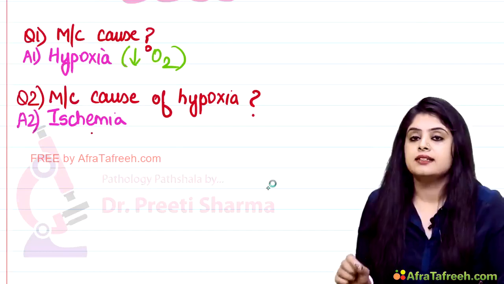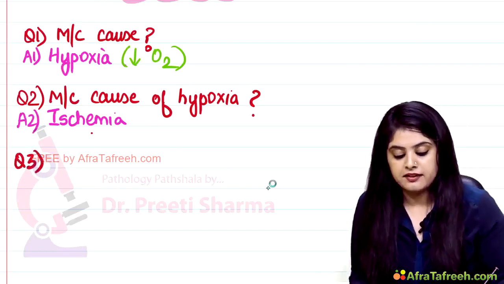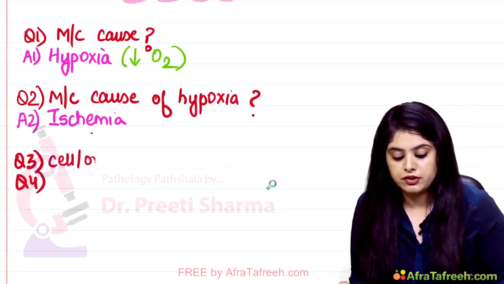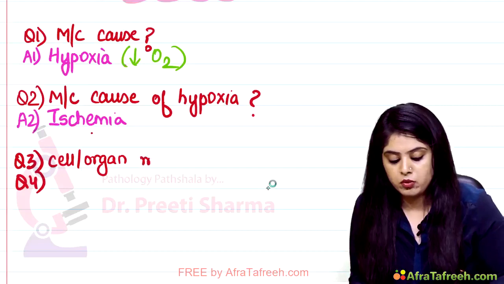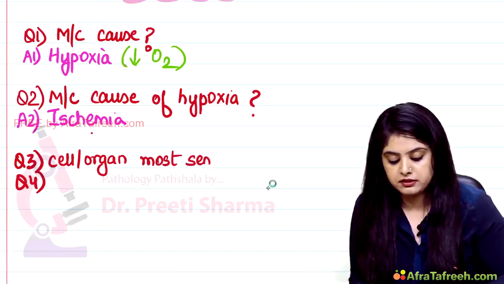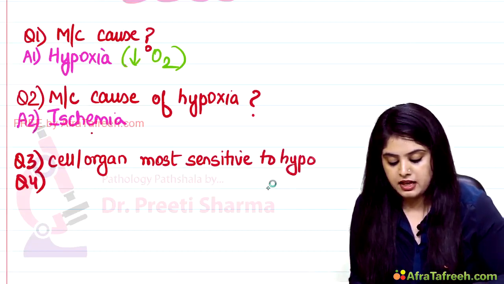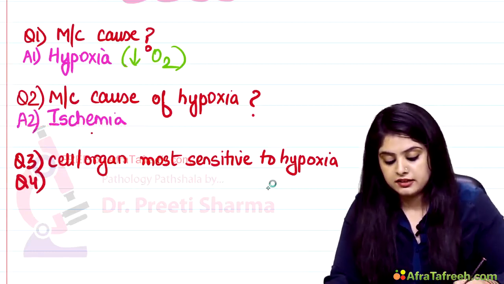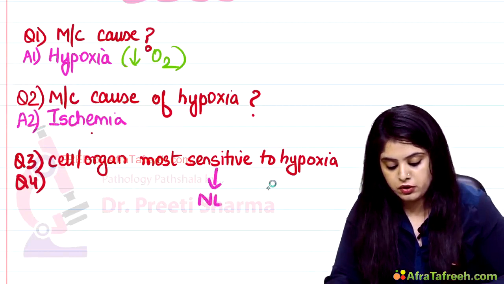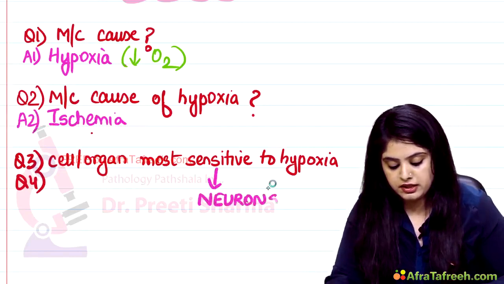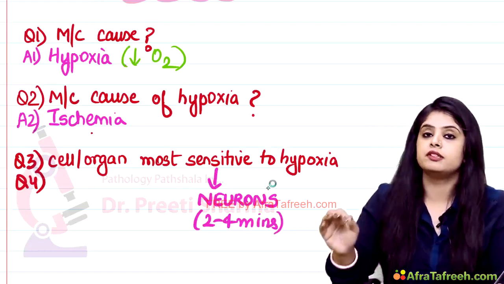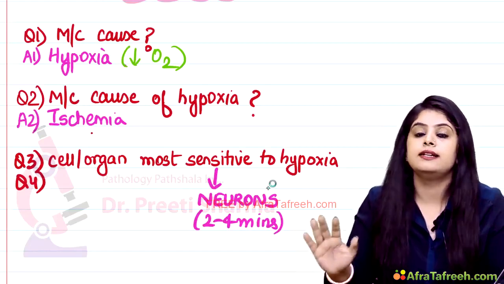The next set of 2 questions that we have is, which is the cell or which is the organ which is going to be most sensitive to hypoxia? And the answer to that is going to be neurons or the brain. It is said that they cannot tolerate hypoxia for more than 2 to 4 minutes. Beyond this, the neurons will undergo death.